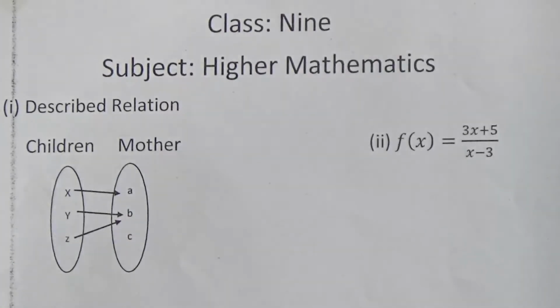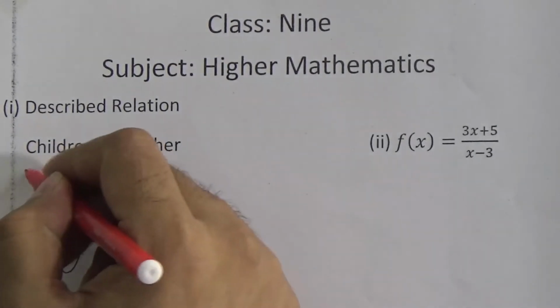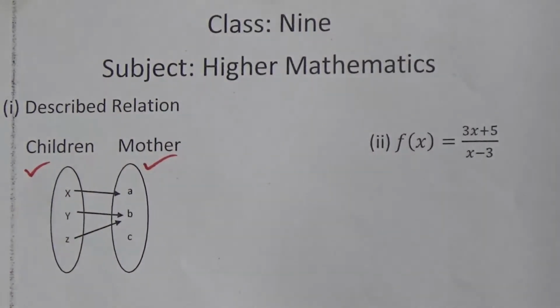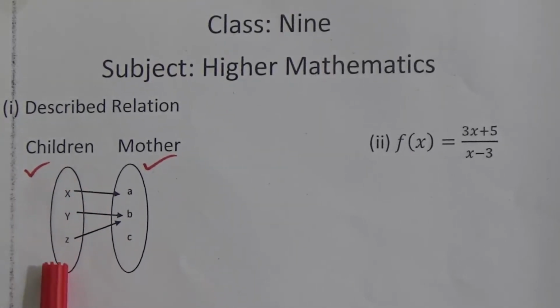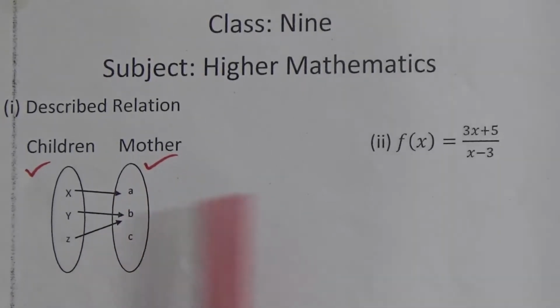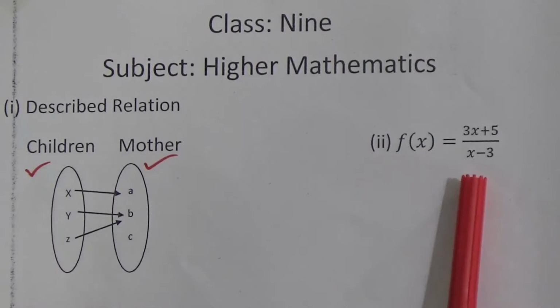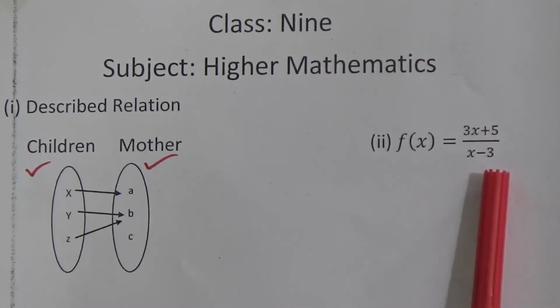First one, described relation. Here a relation is given. In this relation, if you notice here, you will see two sets. One is the set of children, another is the set of mothers. The elements of the set of children are x, y, z. It means here the children are x, y and z, and the mothers are a, b, c. And here is another function given: f(x) equal to (3x + 5) divided by (x - 3).